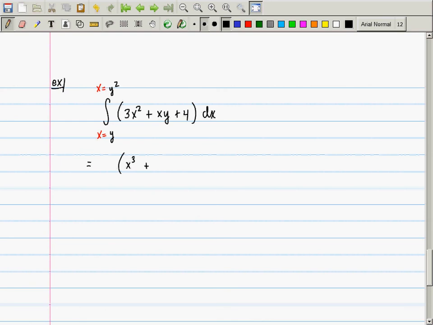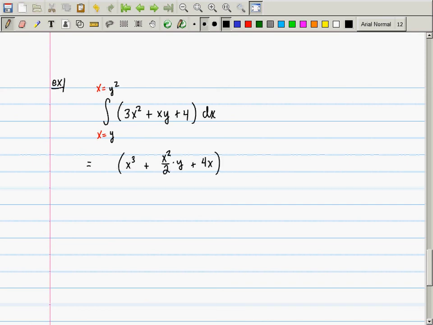X squared y over 2. Okay, now why is it x squared y over 2? Because y is a constant, right? Y is just a constant. So you have to be able to look at this and understand that in this context, y is just constant. So this is x squared over 2 multiplied by y because that was just a constant, and then plus 4x.